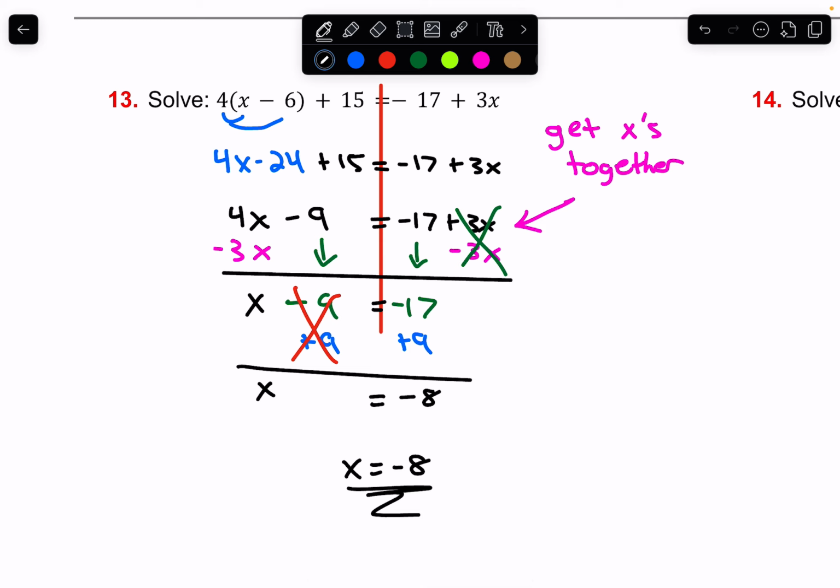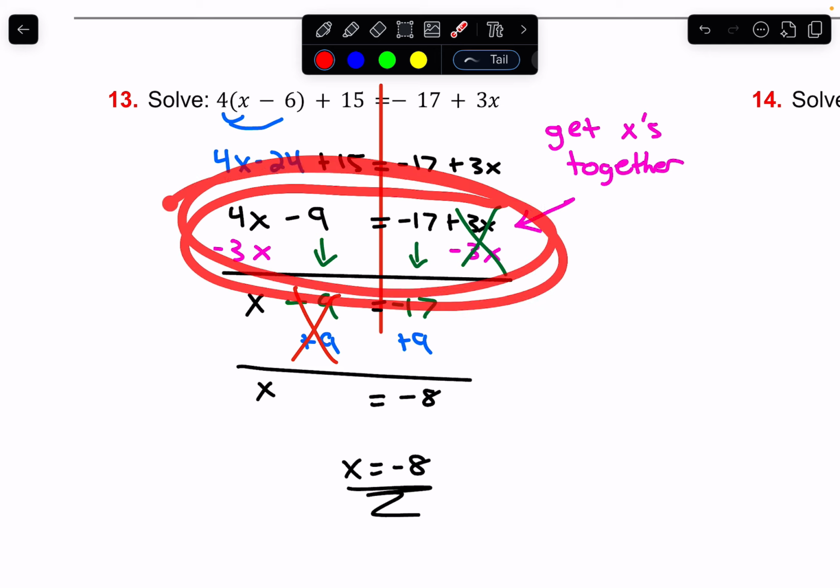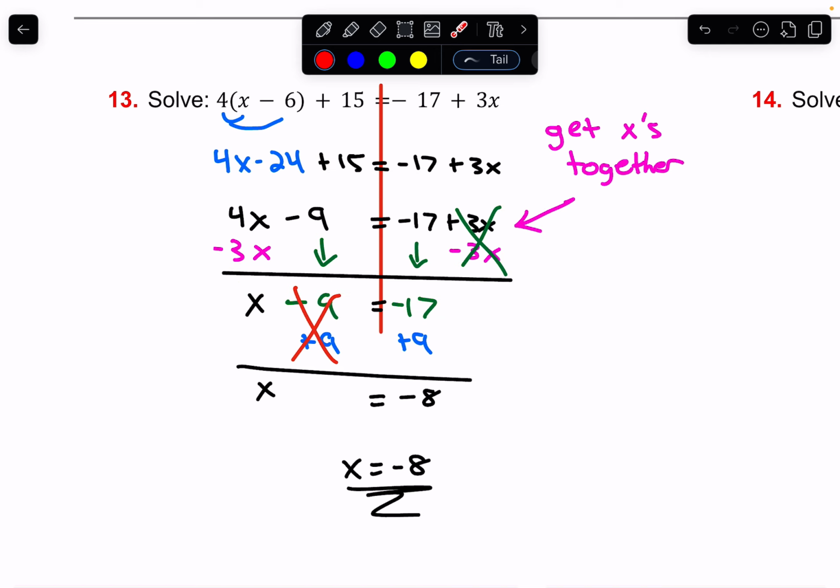So key steps there. Simplify as much as you can. And then when you get to this middle step here, where you have x's on both sides, our number one goal is to get the x's together. We want all of our x's in one place. That way we just have one variable. When the variables are spread out, we don't have it isolated. We don't have it the same. So we want to get it all on one side.